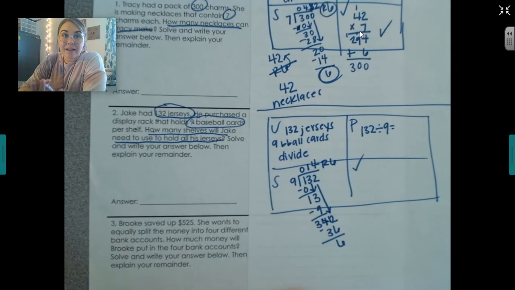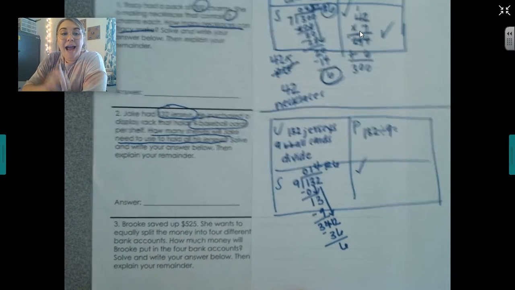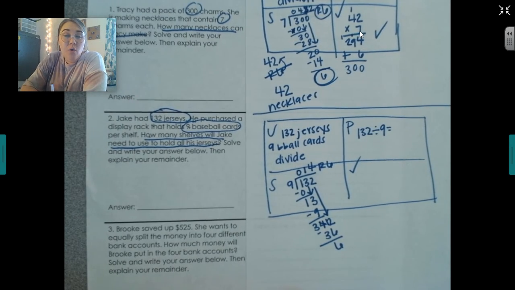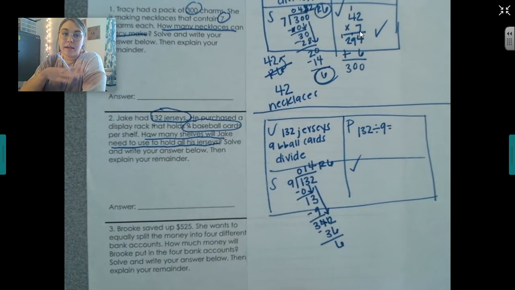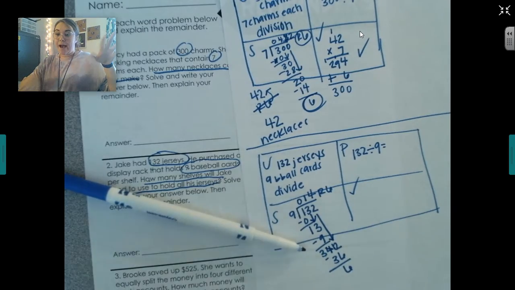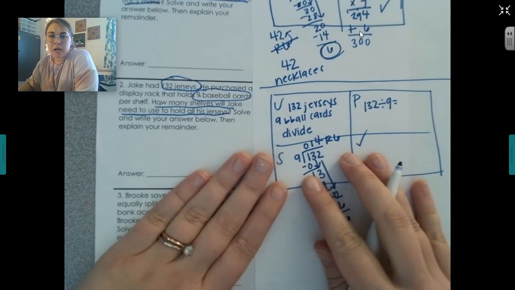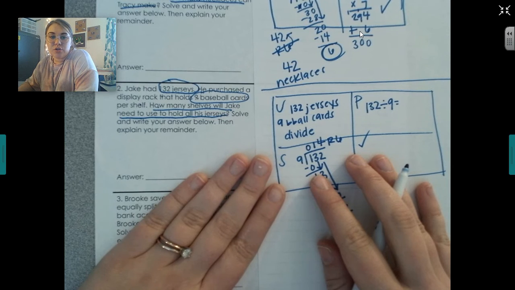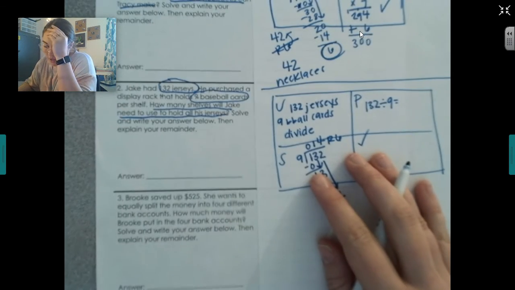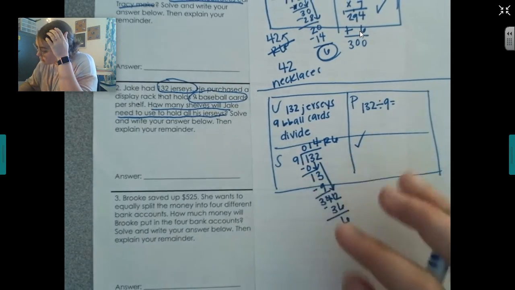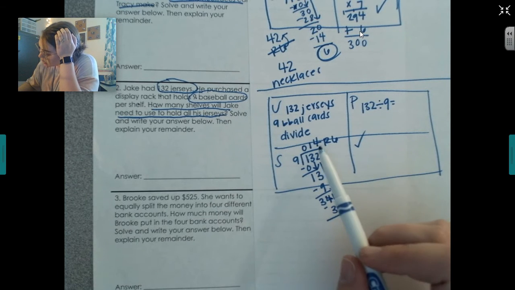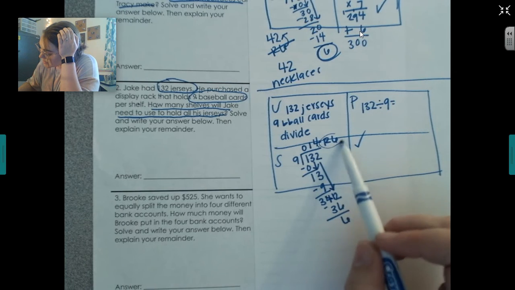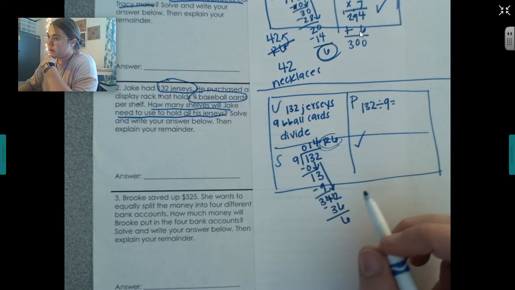But I'm not done yet. I have to figure out, what are they asking me? Am I going to D, drop it, A, add it, or B, be the answer? Which one is it? So how many shelves will Jake need to use to hold all of his jerseys? So right now, every shelf is going to have 14 jerseys on it, but there's still 6 left over.